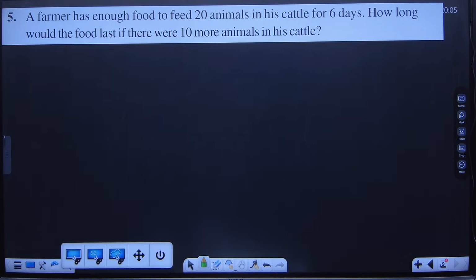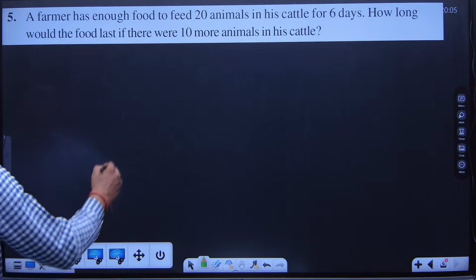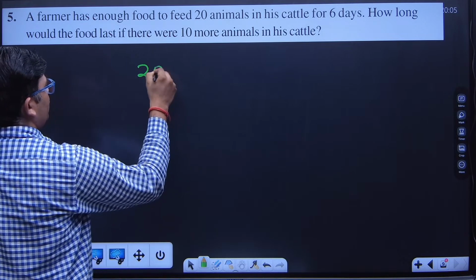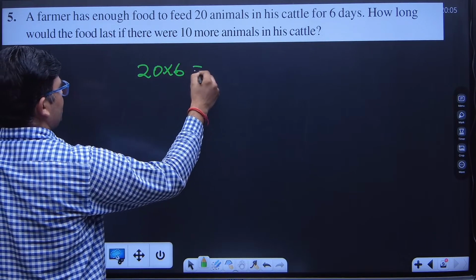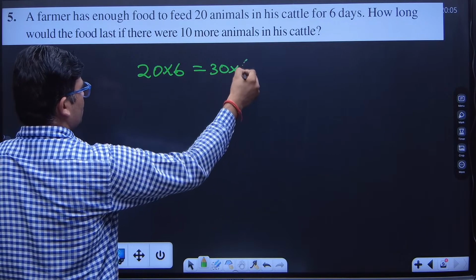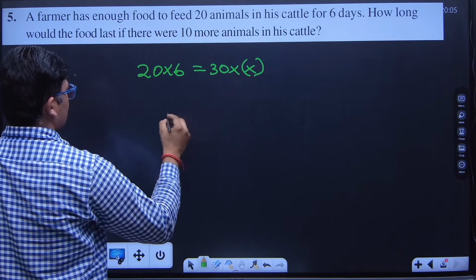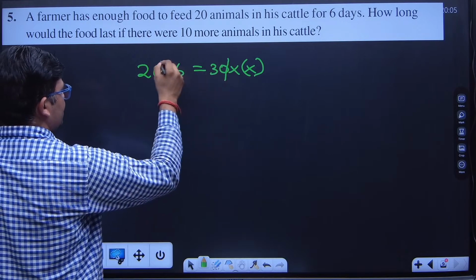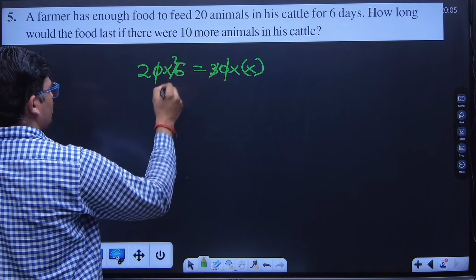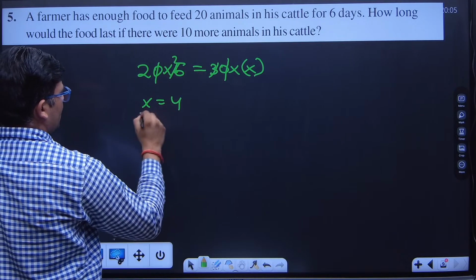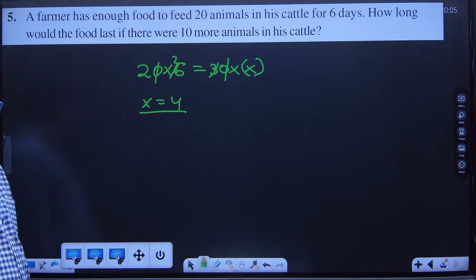Sir, 4 days. Okay, so that means 20 into 6 must be equal to 30 into x. So 0 will be cancelled. So 3 into 1, 3 into 2. So x is equal to 4. Very good.